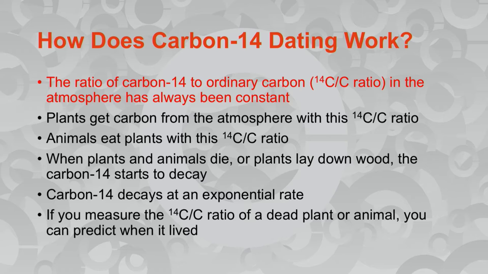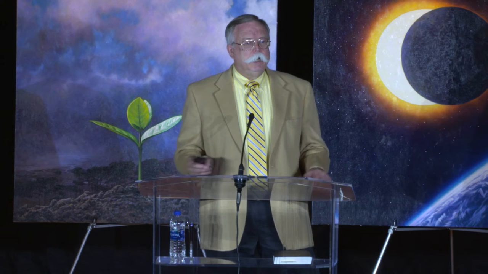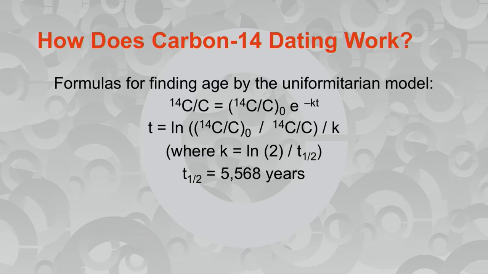Now, for the math phobic, close your eyes for 30 seconds. It will all go away. There are formulas for finding the age by the uniformitarian model. Carbon-14 decay is an exponential expression, and if you turn it around, you can find time by a logarithm, and the constants are there, and they use a constant half-life, which is about 3% too short, but it's pretty close.